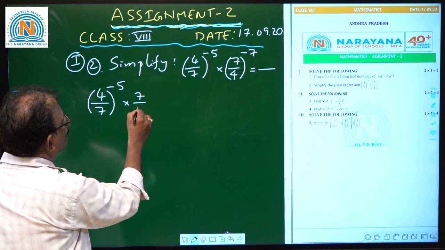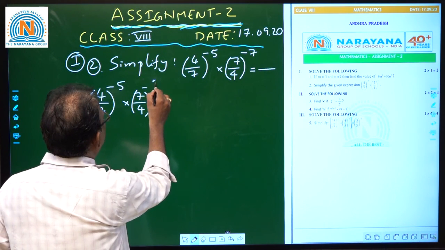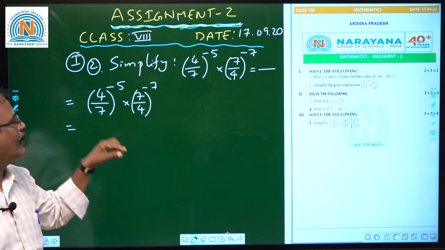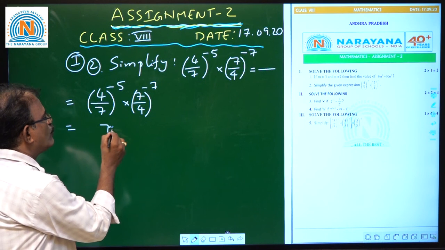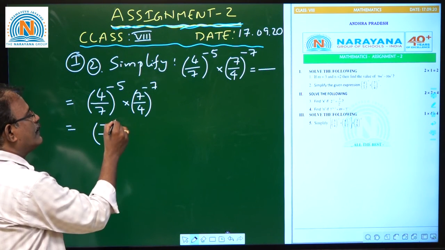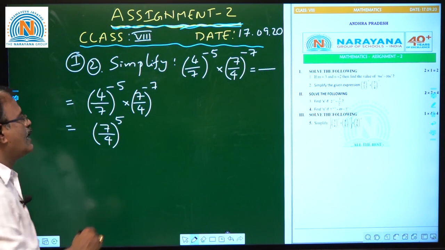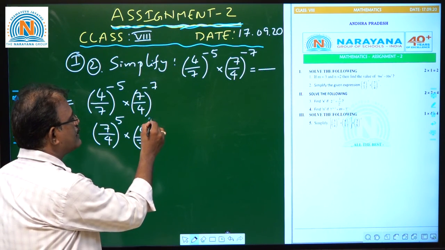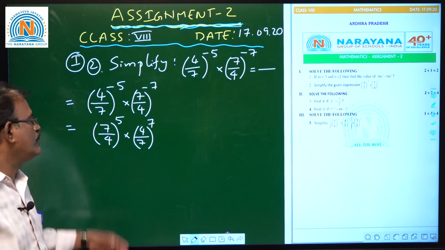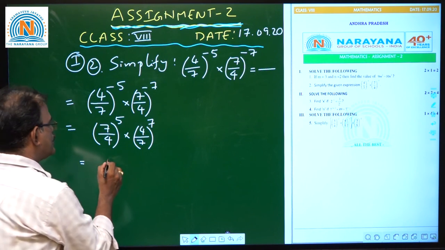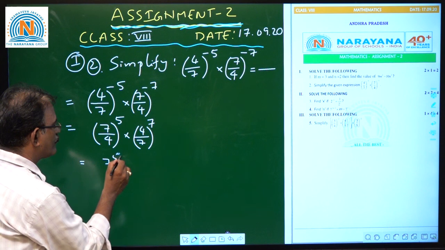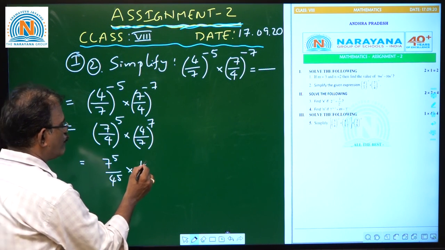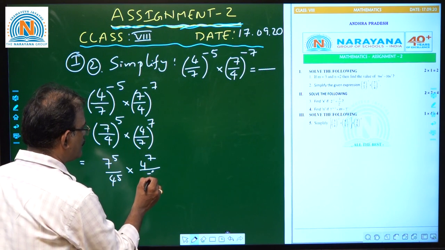into (7/4) whole power minus 7 is equal to, children, as you know, a negative exponent becomes positive when the fraction is reciprocal. That means 4/7 can be changed as 7/4, then minus 5 will be changed as plus 5, and 7/4 can be changed as 4/7, then minus 7 will be taken as plus 7. So negative exponents. Now this is 7 raised 5 times, okay, and here 4 raised 5 times, and 4 raised 7 times, 7 raised 7 times.